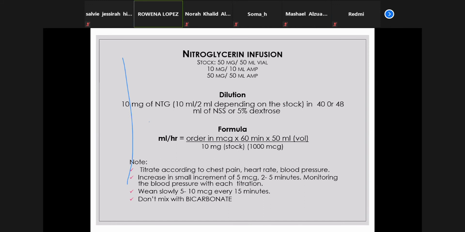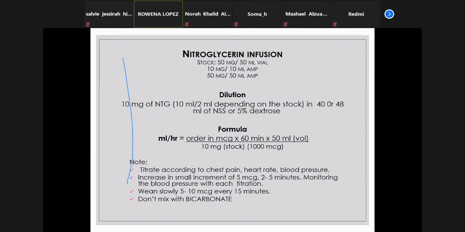So the formula will be ml per hour. The order is in microgram; usually the doctors will start with 5 mics, multiplied by 60, multiplied by 50 ml, which is the total volume, divided by the stock, which is 10 milligrams. Some of the hospitals are using 15 milligrams, so it depends on the protocol of your hospital, multiplied by 1,000 microgram, because you have to convert milligram to microgram.